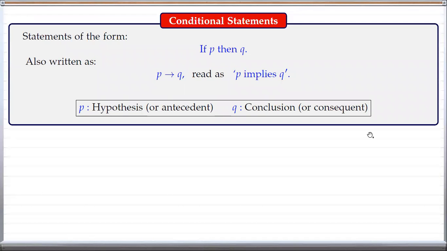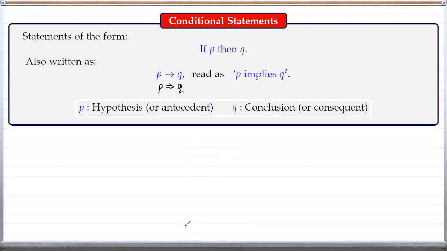In this video, we will talk about conditional statements. These are the statements of the form if P then Q. Symbolically, we can write it as P arrow Q, which is read as P implies Q. Instead of using this arrow, you will often find people using this arrow. That means the same thing as P implies Q. Here, P is called hypothesis and Q is called conclusion.